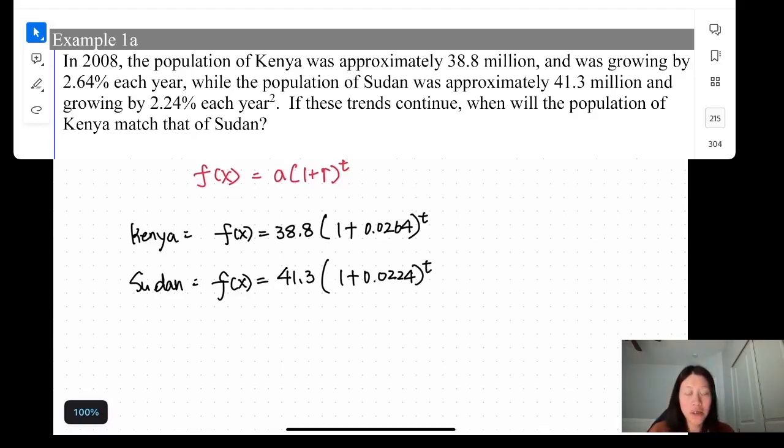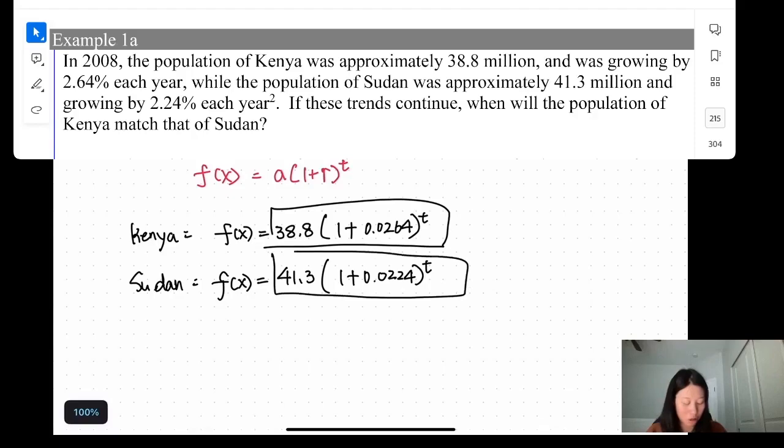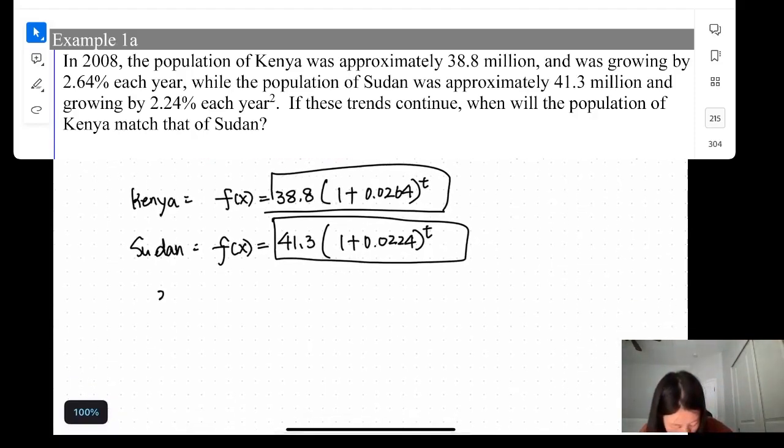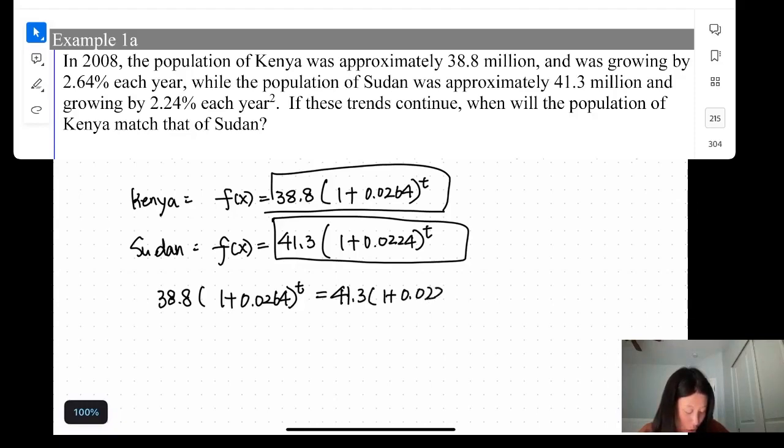And they ask, if this trend continues, when will the population of Kenya match that of Sudan? Match means when they are equal, they catch up with each other. So we want these two equations equal to each other and solve for t. Let me write this. This is very interesting because we're going to use lots of math knowledge that we've done before.